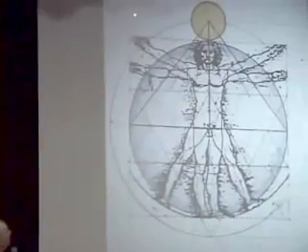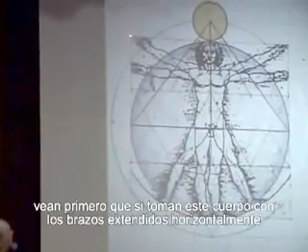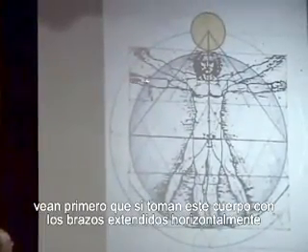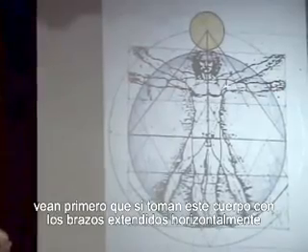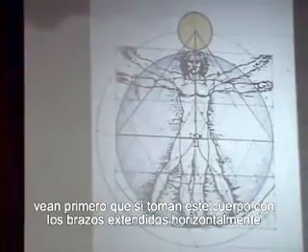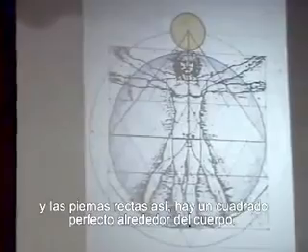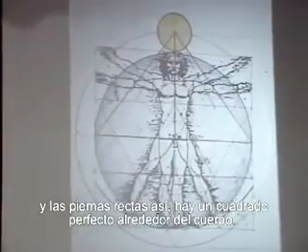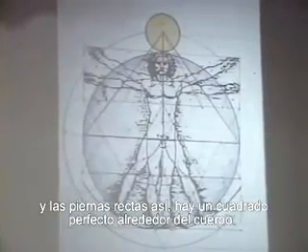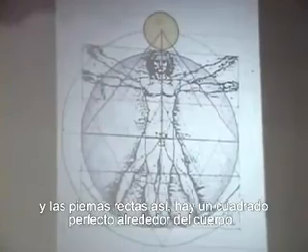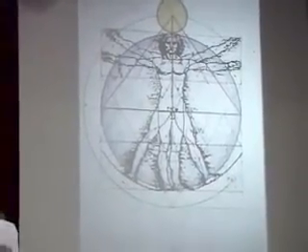Again, we have Leonardo's drawing. And first thing I want you to notice is that if you take this body that he's got drawing here with his arms out like that and his legs straight down, so you're like this, there's a perfect square that fits around your body. In other words, you are the height.